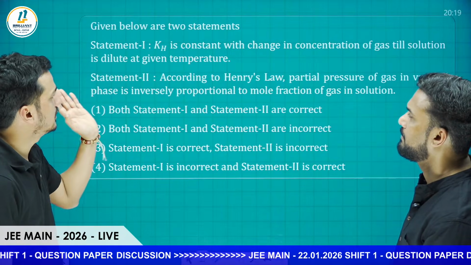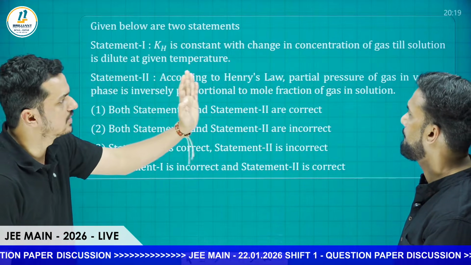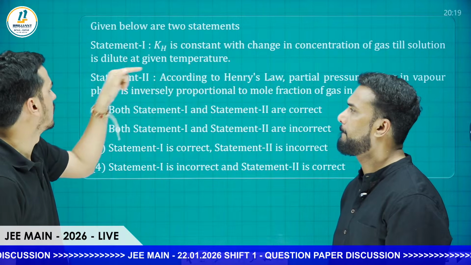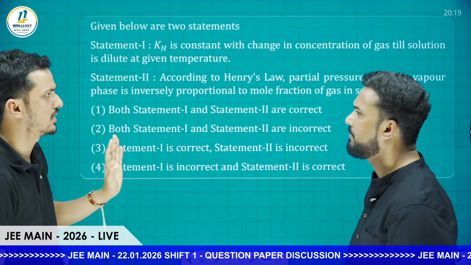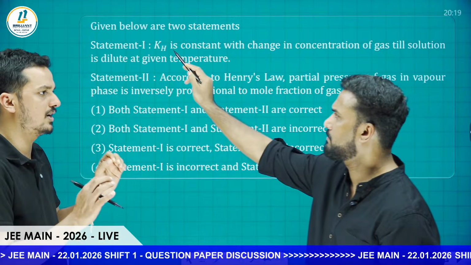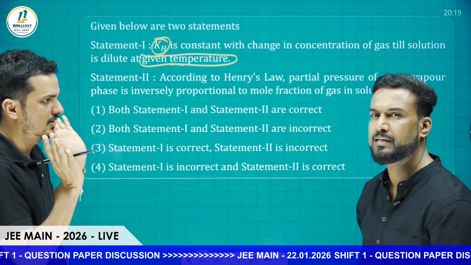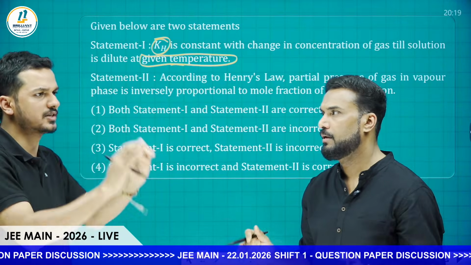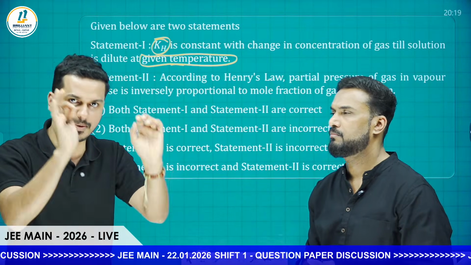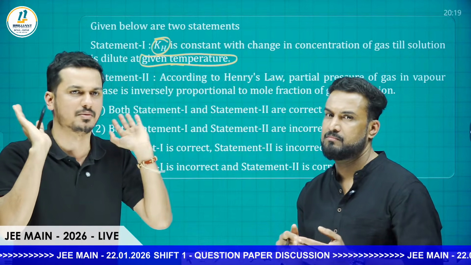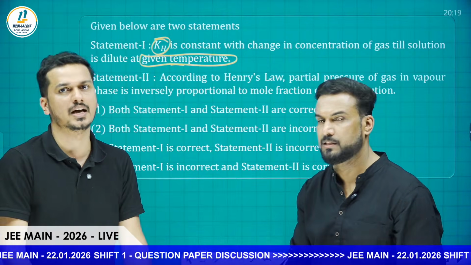Statement 1: KH is a constant with change in concentration of gas till the solution is dilute at a given temperature. Correct, exactly. Because KH depends on temperature. When temperature changes, KH will change. Henry's constant depends on temperature, like the equilibrium constant depends on temperature. In the law itself we say at a given temperature.